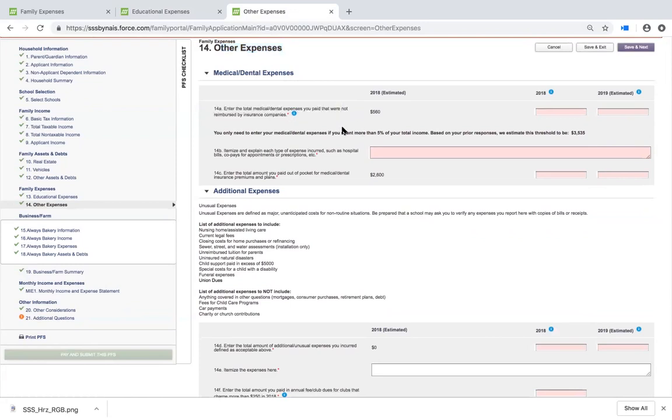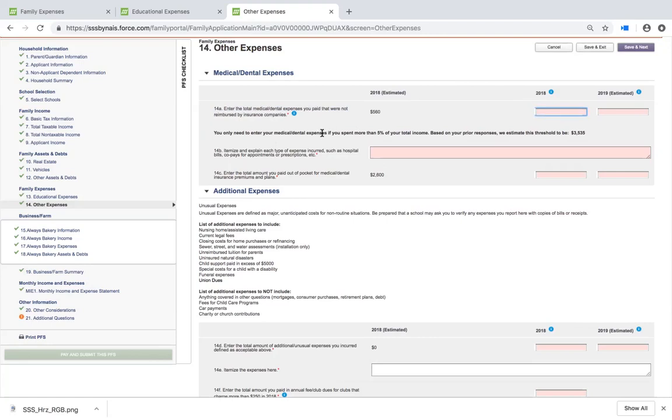And we'll move through this section. It's going to ask information about medical or insurance premiums, and then some additional expenses your household may have. So for 14A, it says, enter the total medical dental expenses you paid that were not reimbursed by insurance. So this would be any uninsured hospital visits, appointments, prescriptions, or if you had any procedures, or maybe your child received braces that were not covered by insurance. You can enter that amount here.